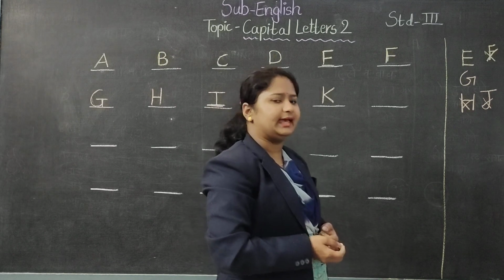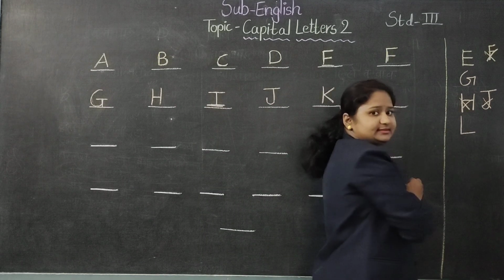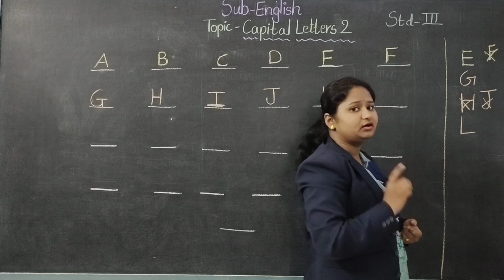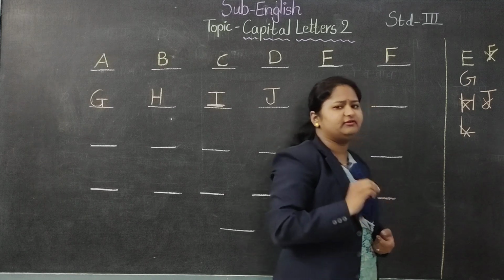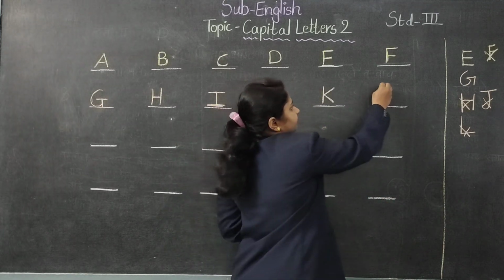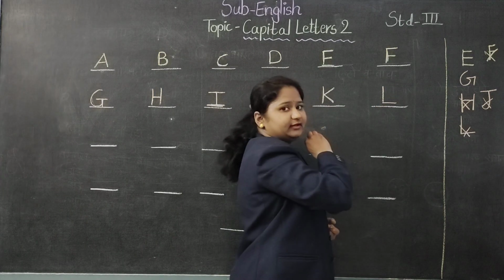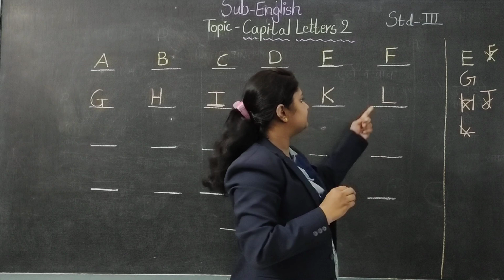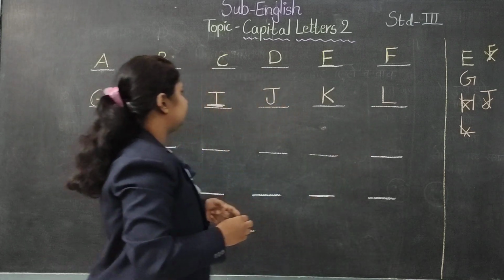Now how do you write L? Some of you must be writing like this and then this in this way, but this is the wrong way. We will see the right strokes, the right sequence. Okay, line number 1 and then 2 and we are done with the letter L. This is the right way of writing letter L.